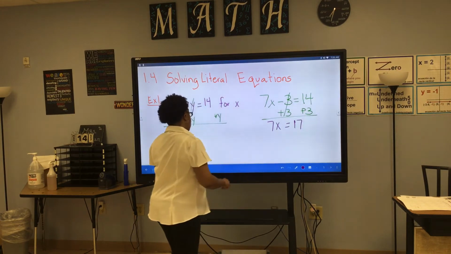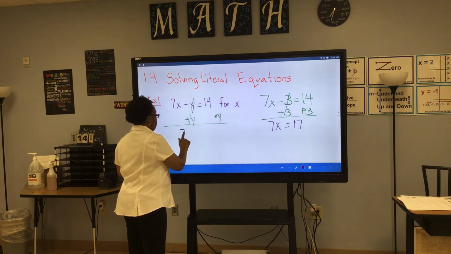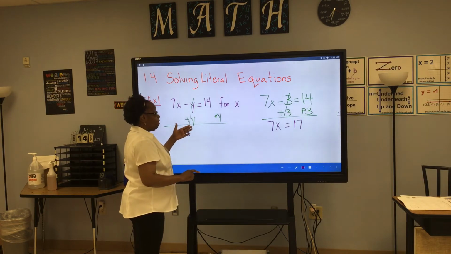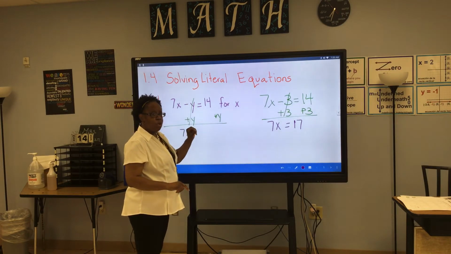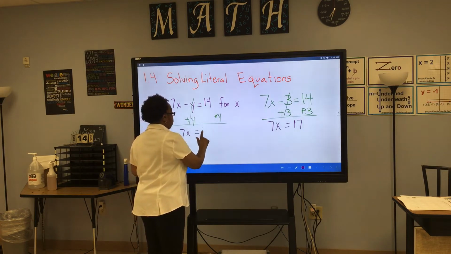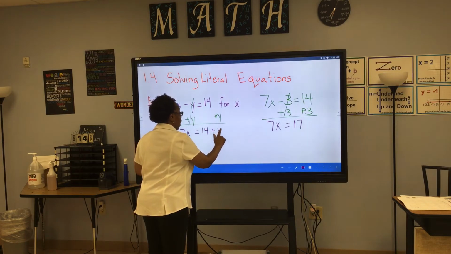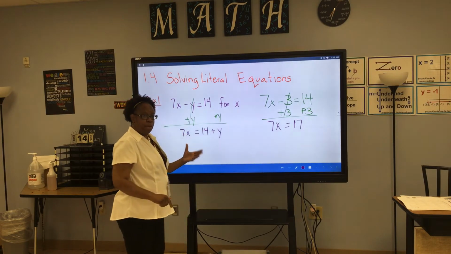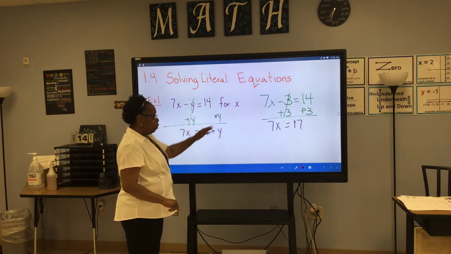Okay? So let's work on that step over here. So the 7x comes down. We see the y's cancel. Now we notice 14 and y are not like terms, therefore we cannot add them together. So we just bring them down as they are. Equals 14 plus y. If that had been a minus y, we would have said minus y. Okay? So we're still doing good. We're doing good.